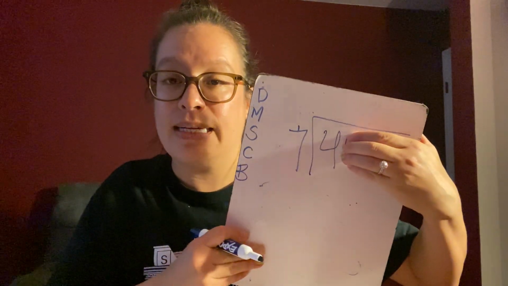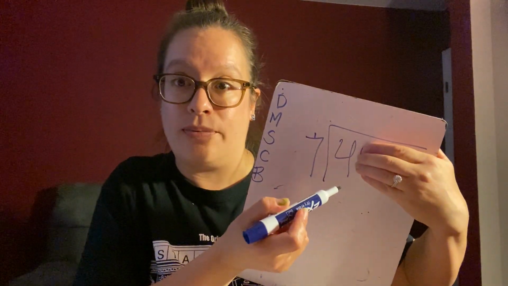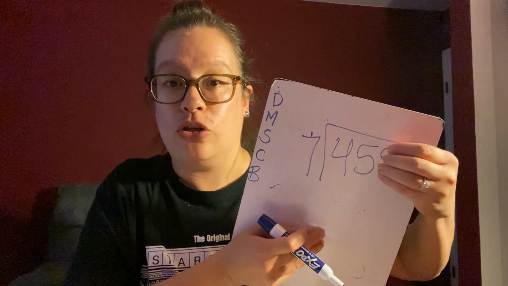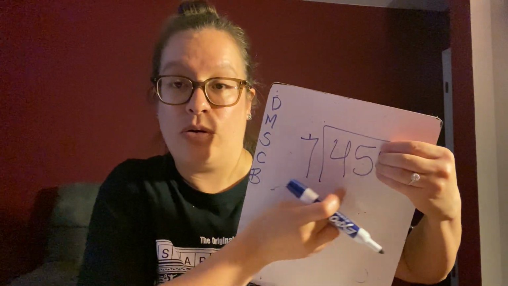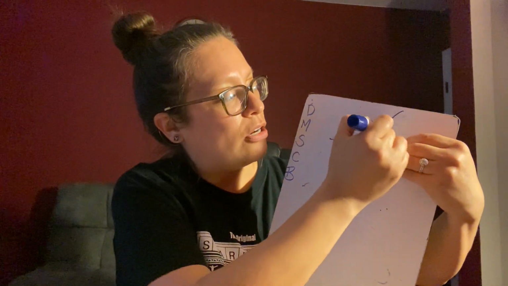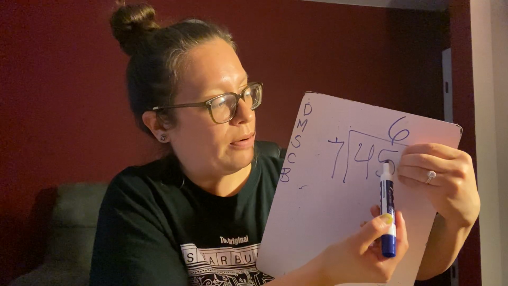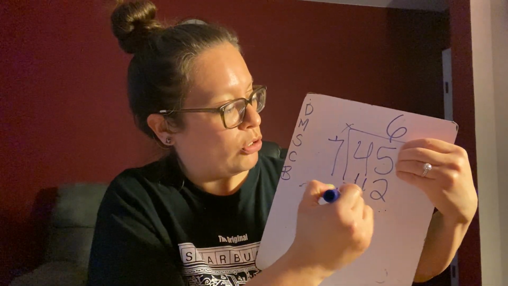All right, let's do letter H. 455 divided by 7. Digit by digit. Can 7 go into 4? No. So then I need to use this number, which would be 45. 45 divided by 7, 6. Great job. Remember, you put the 6 right above here. Multiply. 7 times 6, 42. Subtract. 5 minus 2 is 3.